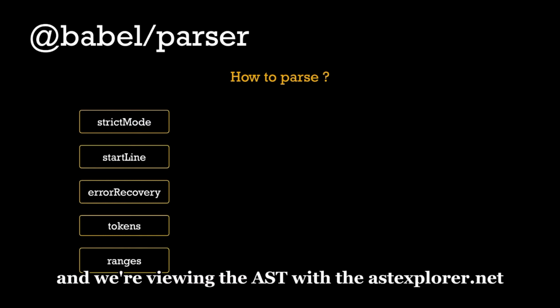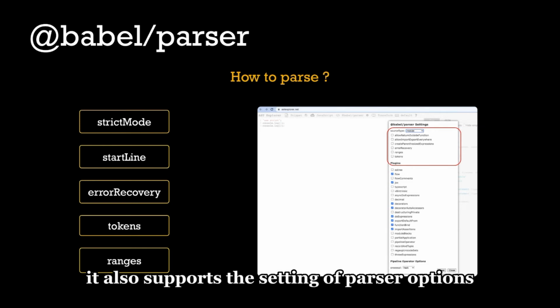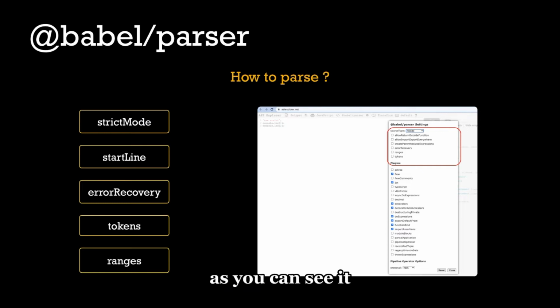And when viewing the AST with ASTExplorer.net, it also supports the setting of parser options. As you can see, it's in the red boxes.